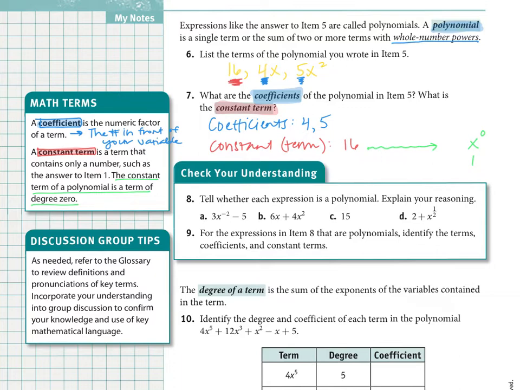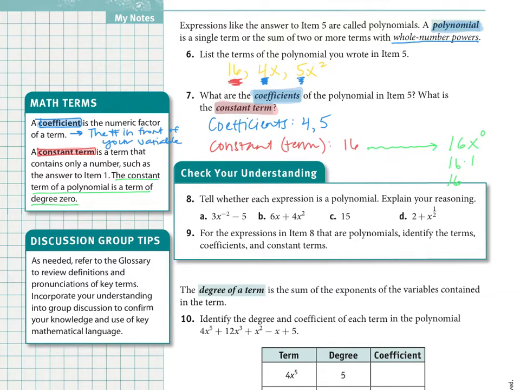So think about what if I wrote down 16x to the 0. What would that be? Well, that would be 16 times 1, right? Or it would be 16, right? So this idea is what we refer to with our constant term. If the number is by itself, we could write it as 16x to the 0, or we could just write it as 16. So it's kind of fun how math comes back into play from what you learned earlier in the year.